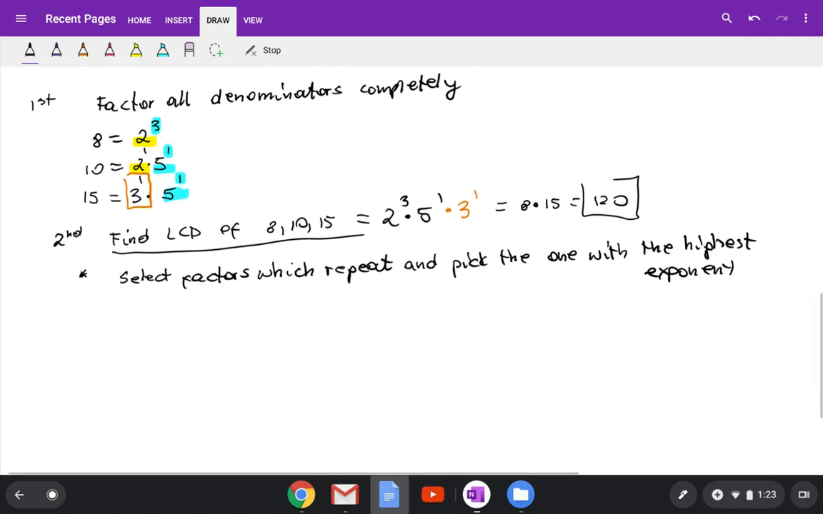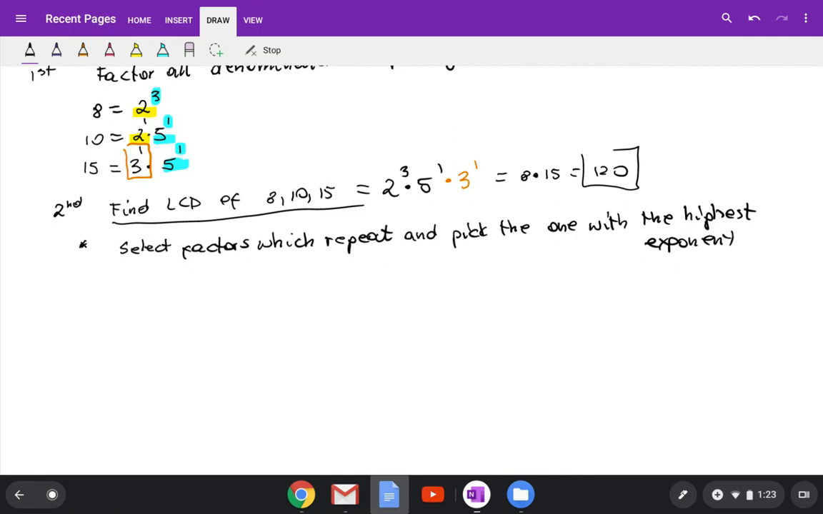So let me finish the note which I wrote for you. Select factors which repeat and pick the one with the highest exponents, and multiply by the remaining factors. So those unique factors, the remaining factors which don't repeat, you just keep them, okay?